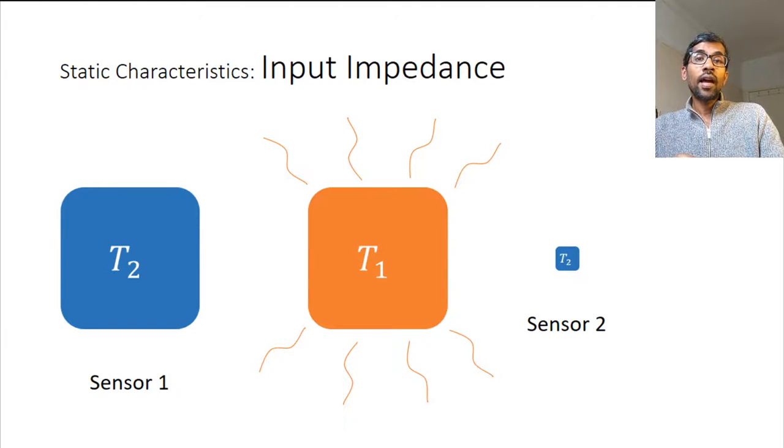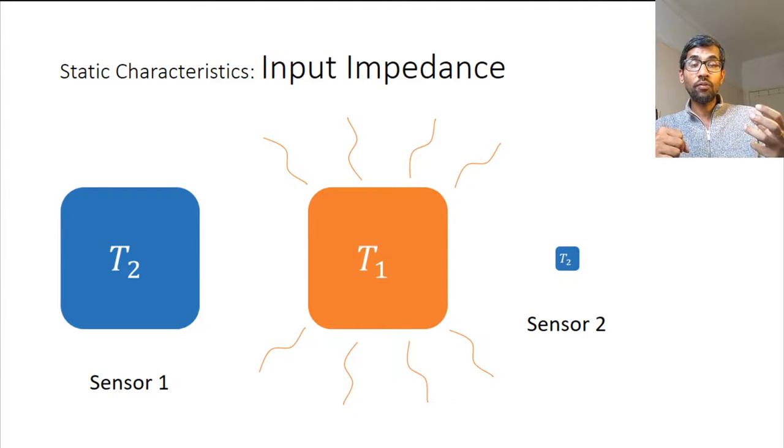Now, I wouldn't like to use sensor 1. Why? Well, for the simple reason that sensor 1 is of the same size as the object whose temperature I want to measure. So if I bring sensor 1 close to the object, there is going to be a heat transfer, and the temperature of the object once stability is achieved would be T1 plus T2 over 2, right? So it would be the average of the temperatures T1 and T2.